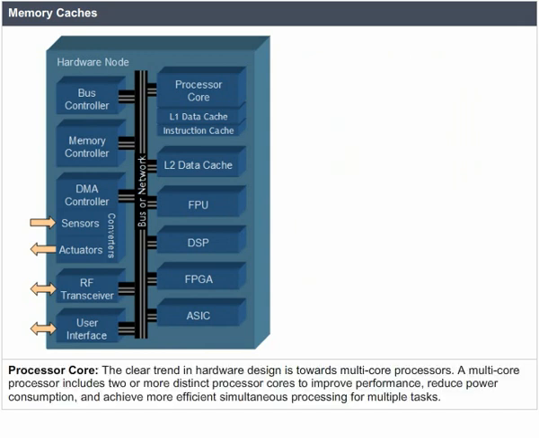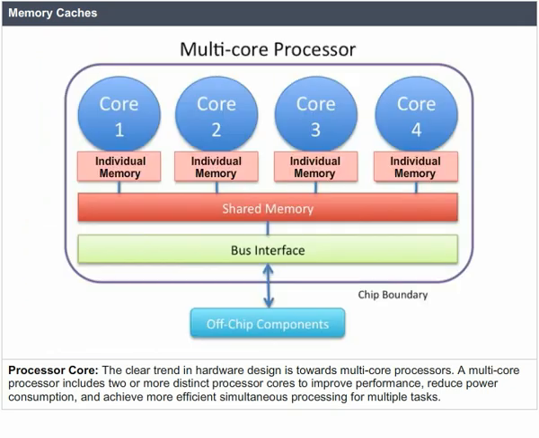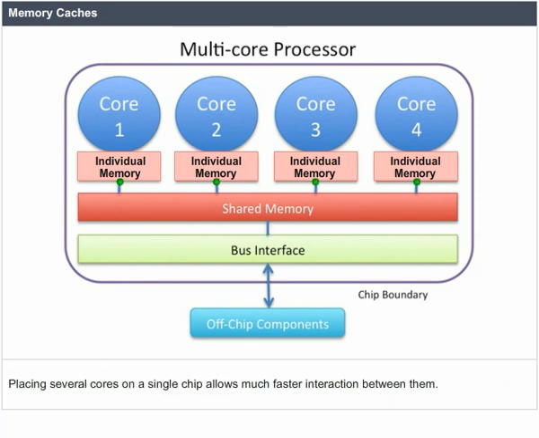The clear trend in hardware design is towards multi-core processors. A multi-core processor includes two or more distinct processor cores to improve performance, reduce power consumption, and achieve more efficient simultaneous processing for multiple tasks. Placing several cores on a single chip allows much faster interaction between them.